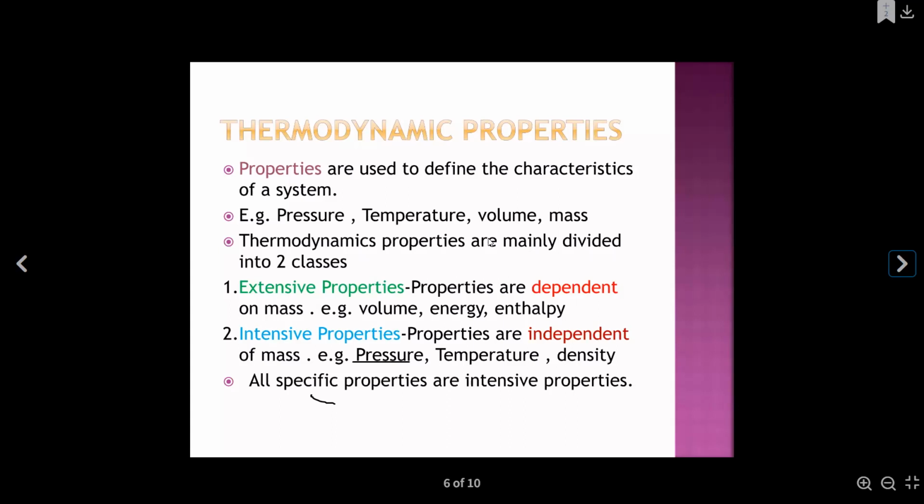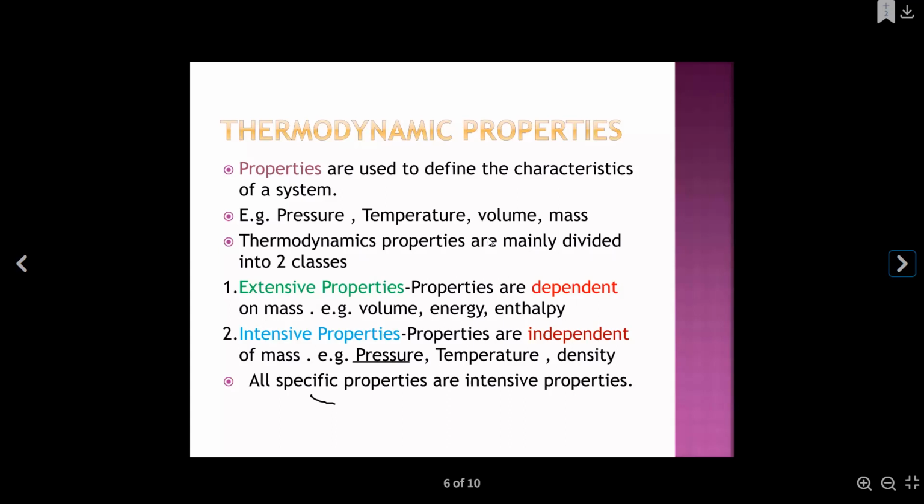Examples of these extensive properties are volume, energy, enthalpy, Gibbs free energy, heat capacity, and entropy. All these are typical examples of extensive properties. Extensive properties, in a simple way, depend on the amount of a substance. They depend on the matter, the quantity of that particular substance. So that is extensive properties.